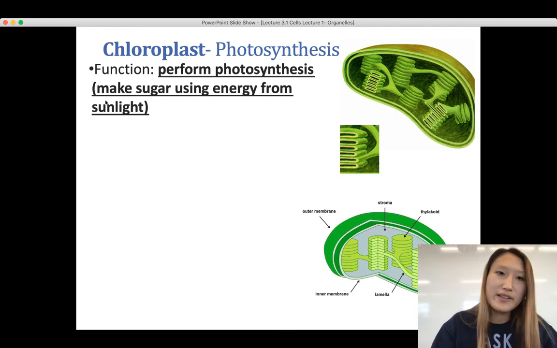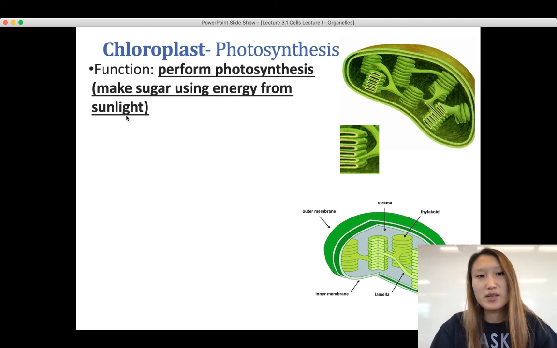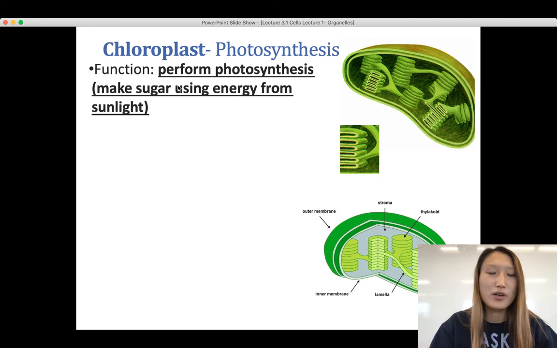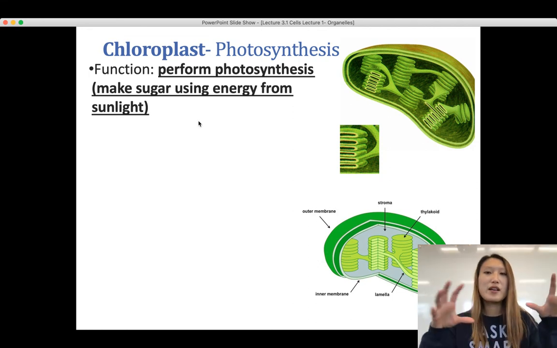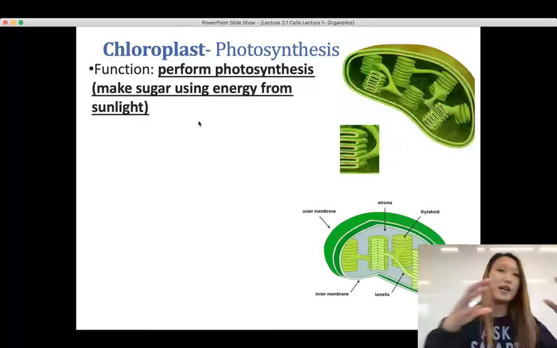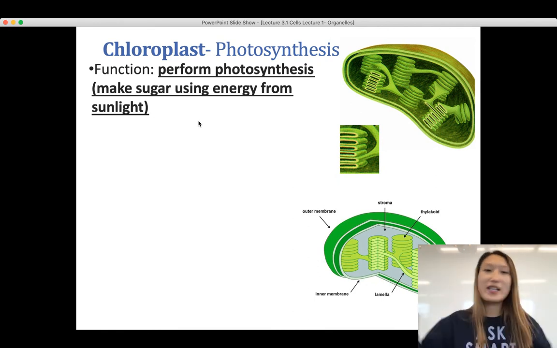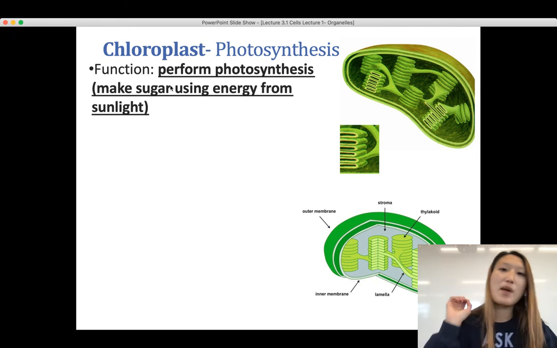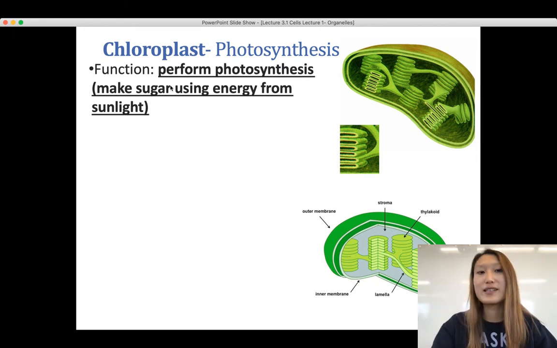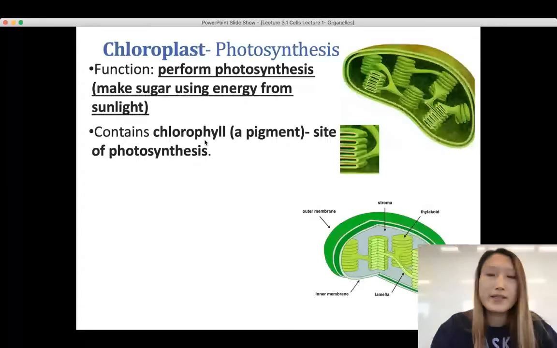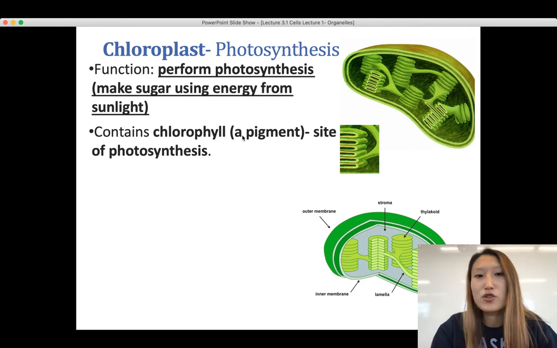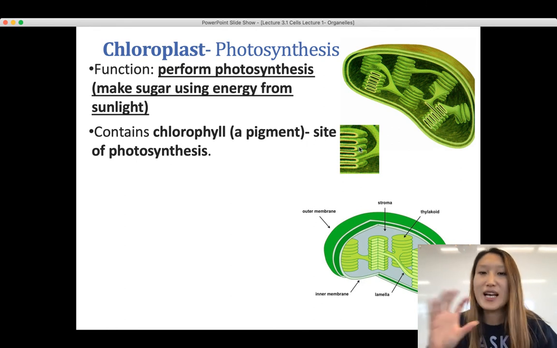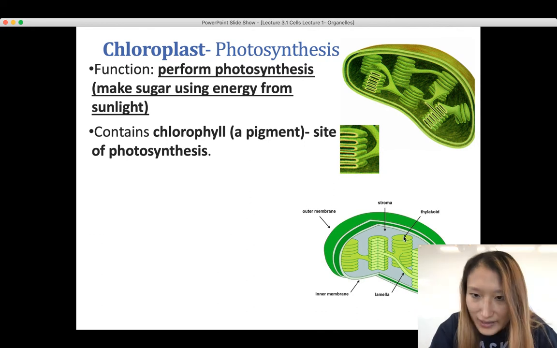What happens in photosynthesis? It makes sugar using energy from the sunlight, right? What actually happens during photosynthesis is plants take water and carbon dioxide and do all kinds of processing with it, and then eventually make sugar. So we're turning inorganic molecules into organic molecules that contain a lot of energy. So what does it have? It contains chlorophyll, which is a pigment, and that's really where the photosynthesis happens. Chlorophyll lives on these little pancake sacs.